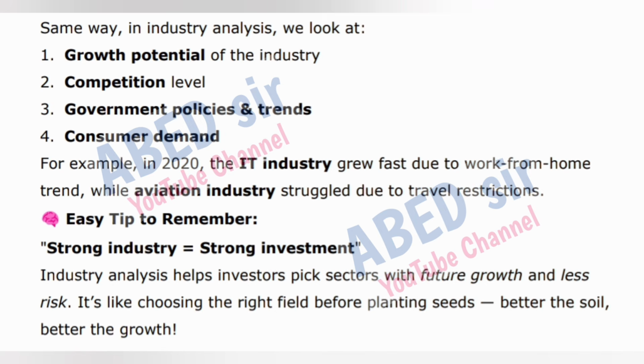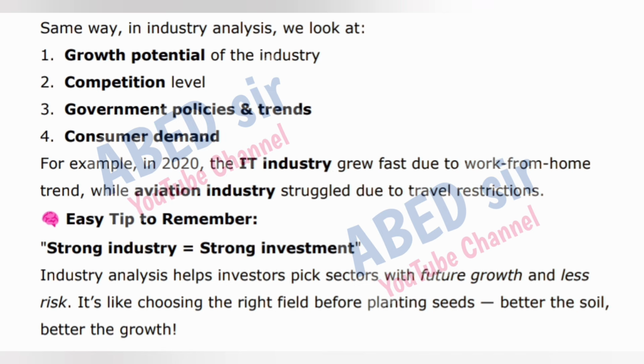Same way, in industry analysis, we look at 1. Growth potential of the industry. 2. Competition level. 3. Government policies and trends. 4. Consumer demand. For example, in 2020, the IT industry grew fast due to work from home trend, while aviation industry struggled due to travel restrictions.